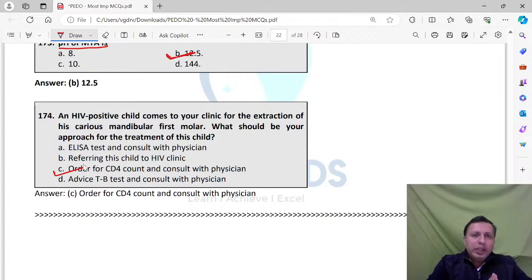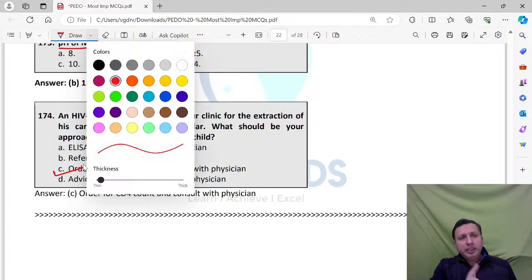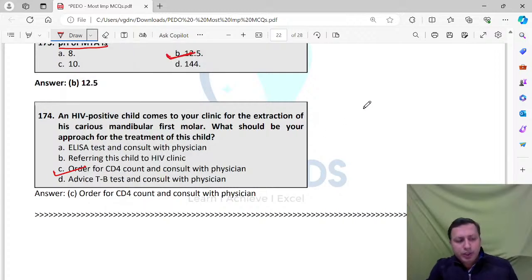Regarding that one question, I'll let you know once I'm confirmed with the answer whether it's Carpenter syndrome or Apert syndrome. What I'm feeling is that it's Apert syndrome, but in most of the MCQs they have mentioned Carpenter syndrome. So first I'll confirm and then I'll let you know in the group. Okay, so thank you so much students.